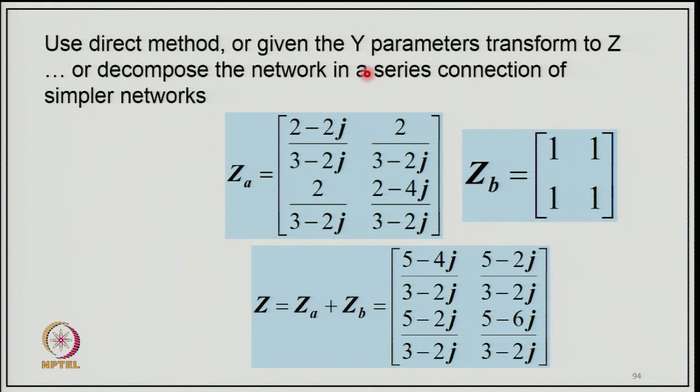So, we can have Z_a equal to [2 minus 2j over 3 minus 2j, 2 over 3 minus 2j; 2 over 3 minus 2j, 2 minus 4j over 3 minus 2j], and Z_b is the all-ones matrix, where Z becomes Z_a plus Z_b. So, you can add them together. That becomes [5 minus 4j over 3 minus 2j, 5 minus 2j over 3 minus 2j; 5 minus 2j over 3 minus 2j, 5 minus 6j over 3 minus 2j].